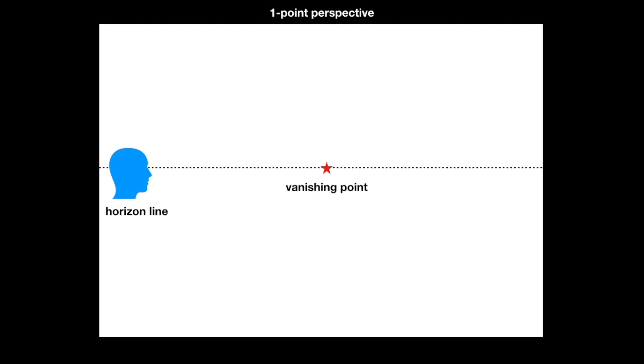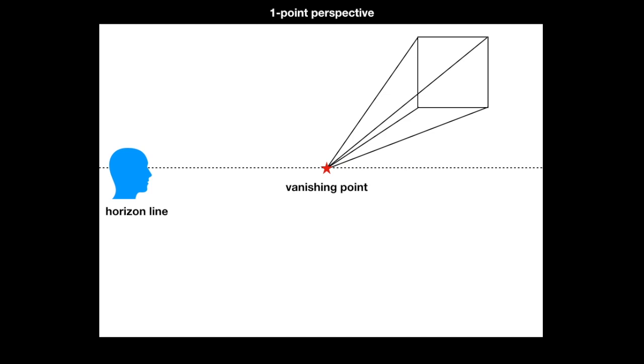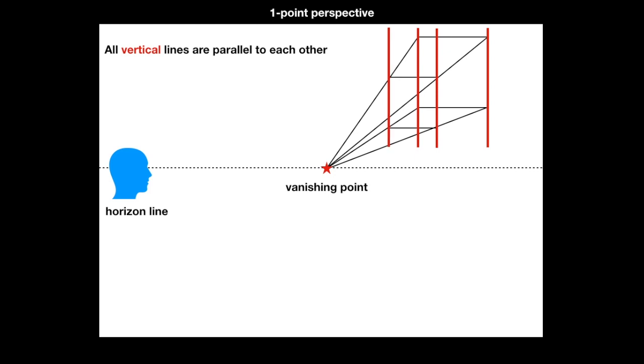So let's say we're now going to just draw an object in space. So let's say we're going to draw this cube, right? We're going to draw a 3-dimensional cube. So we'll start with that square, and then all of my diagonals are going to go to that vanishing point. And the thing to note here about 1-point perspective is that all of your vertical lines will be parallel to each other. So here we have our parallel lines from that cube, okay?